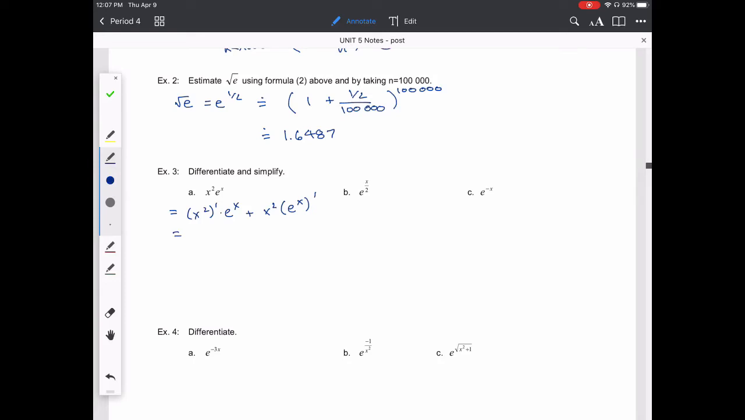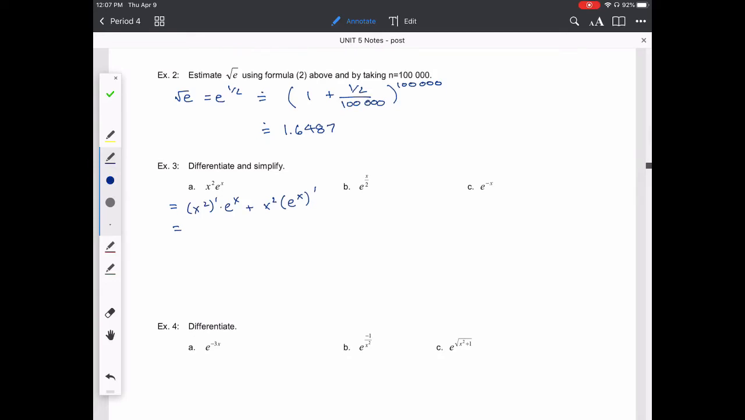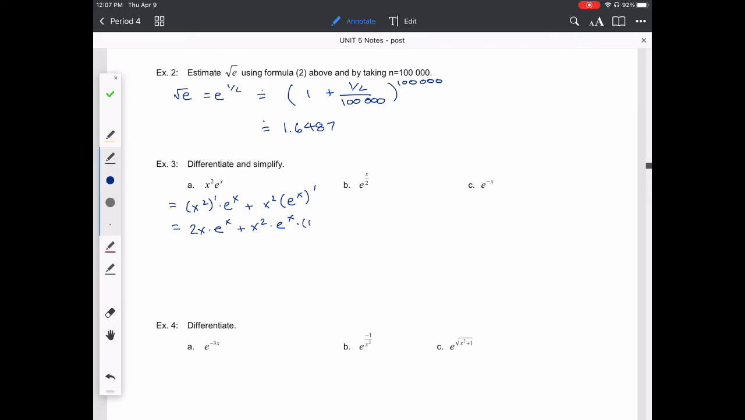When I do this, the derivative of x^2 is 2x, times e^x, plus x^2 times e^x. The derivative of e^x is e^x times the derivative of the exponent, which is 1. When I simplify all this, I can factor out an x and an e^x. I can factor out x e^x, and what we're left with is 2 plus x, or to write it a little better, we'll always put the variable first, x + 2.